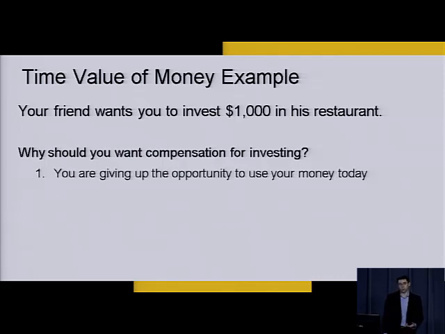Obviously, if you invest today, you would not have that $1,000 to buy something else with. You might not be able to make a loan payment on your car. You might not be able to buy a new laptop. You might not be able to go to the Pink Floyd concert that's in Indianapolis, although most of the people I'm sure watching this video are a little young for Pink Floyd. Okay, I feel old now.